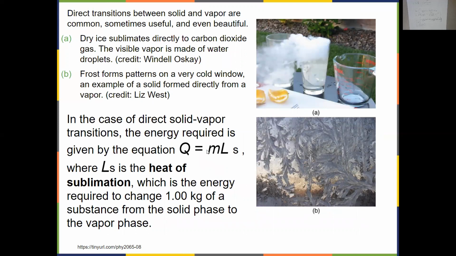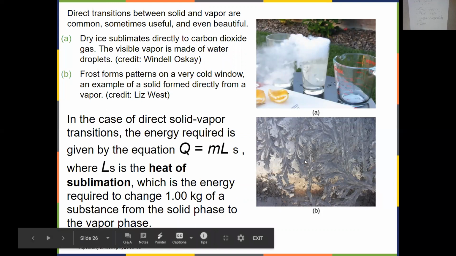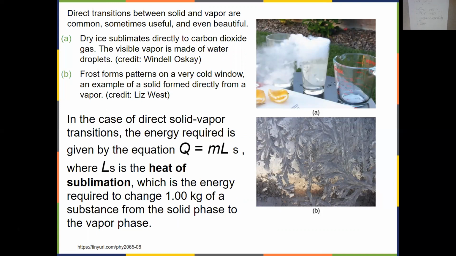Sometimes phase transition goes from vapor to solid directly, or the other way around. In winter, if it's cold, you see ice forming on your windshield. This is vapor in the air going directly into ice. Or if you have dry ice, the solid form of carbon dioxide, and you take it out and put it in air, you'll see vapor come out of it. So that's from solid to vapor directly.